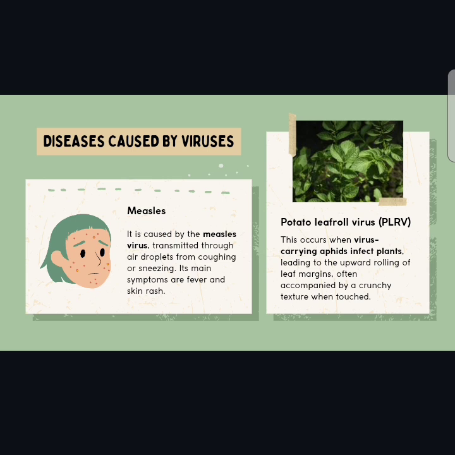On the other side, you can see potato leaf roll virus, and this virus affects potato plants. It makes the leaves curl and feel stiff. It spreads through tiny insects called aphids, which attack the leaves, penetrate into them, and spread the disease. Farmers protect their crops by using clean seeds and controlling the insects as well.